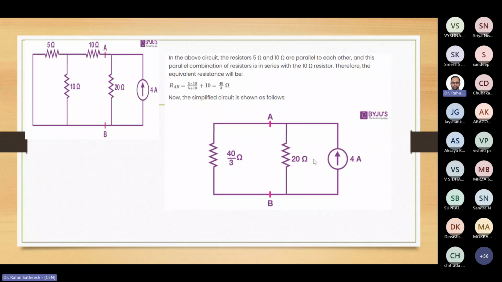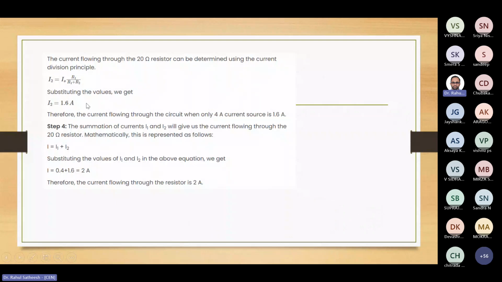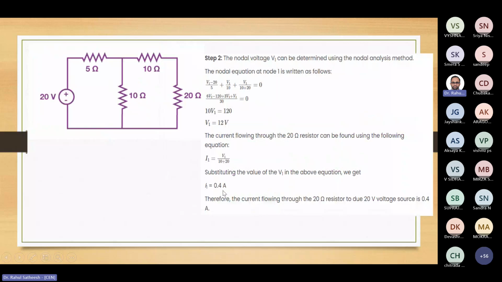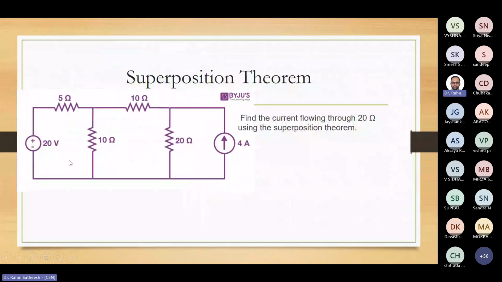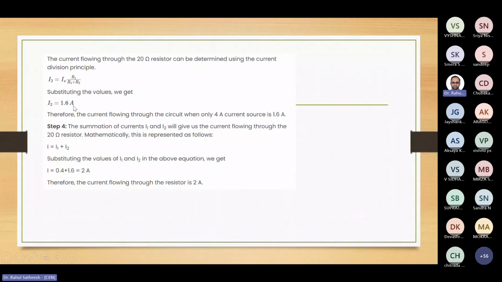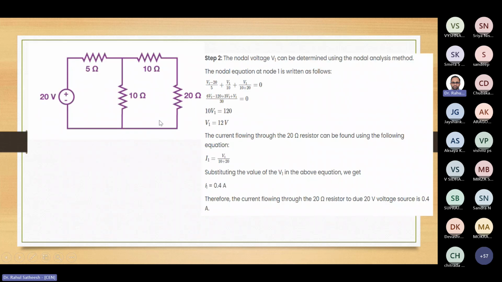Then the 4 ampere is here, so you can easily use current division for the 20 ohm resistance. So you can have the current as 1.6 ampere passing through the 20 ohm. So we already found one current, 0.4 ampere, for the 20 volt consideration, then for the 4 ampere consideration we have 1.6 ampere. That 1.6 and 0.4 can be added, and we get 2 ampere. So 2 ampere is the current flowing through the 20 ohm resistor.